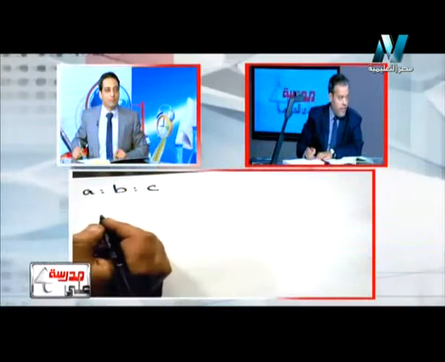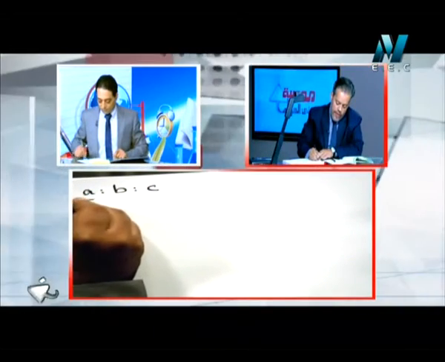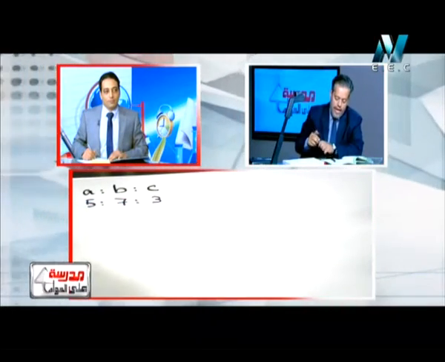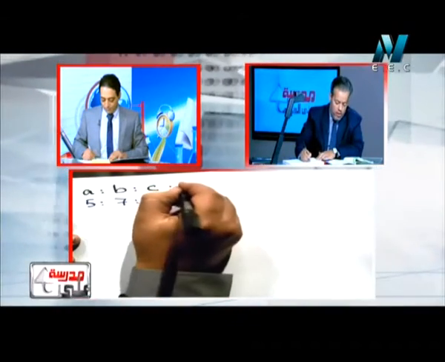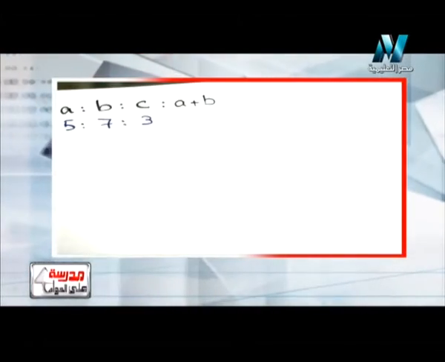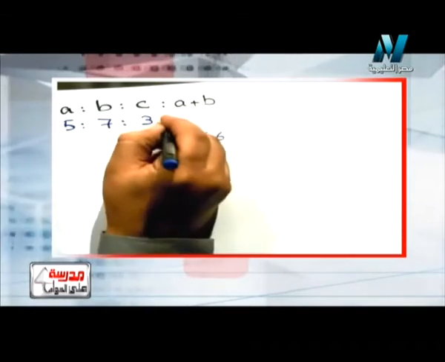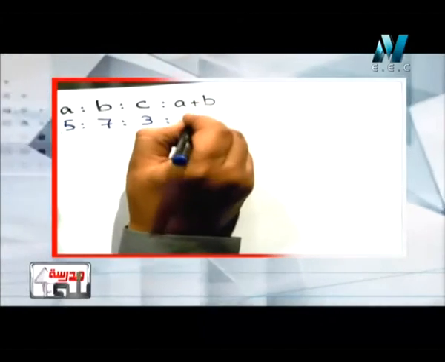Okay, for the old fashion, for A to B to C is 5 to 7 to 3, so we are going to write here 5 to 7 to 3. And the sum of A and B is 27.6, I'm going to write it here, 27.6. So I'm going to have the sum of A and B, which is 12.